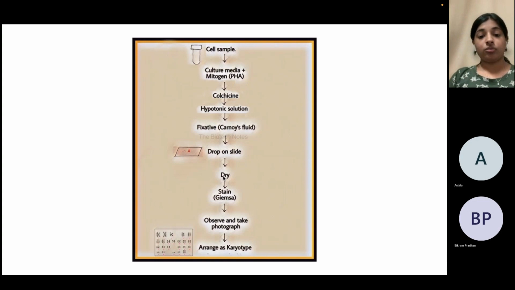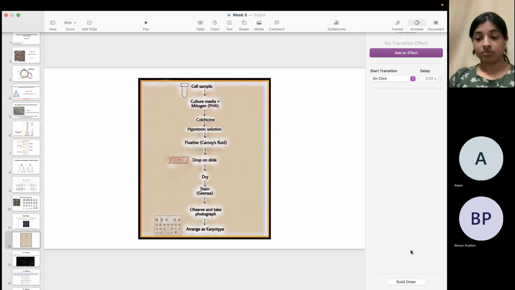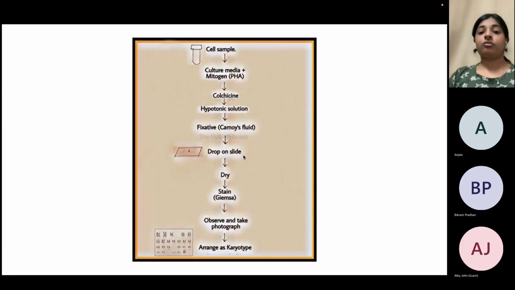And then you dry these slides. You stain them with a stain; in here we have represented this using a Giemsa stain, but there are different banding techniques for which different stainings have been used. Then you observe these cells under a microscope. Finally, after observing them and photographing each of the different chromosomes, they can be arranged in an order from chromosome 1 to chromosome 23, and that final image that you get is known as a karyotype.